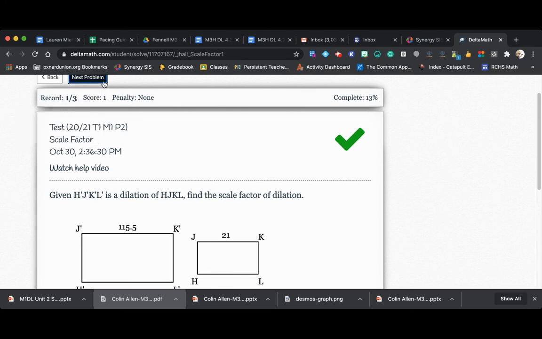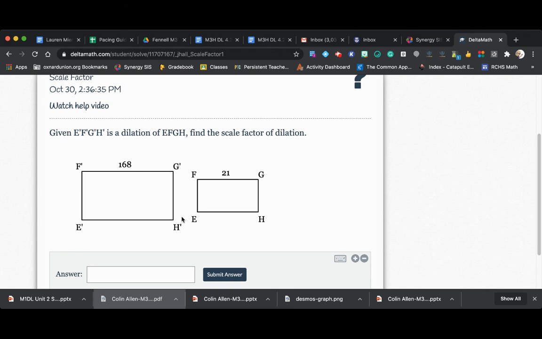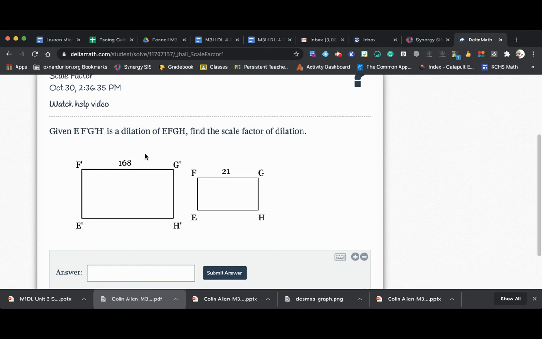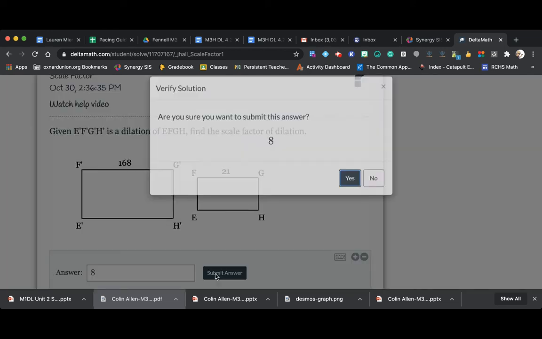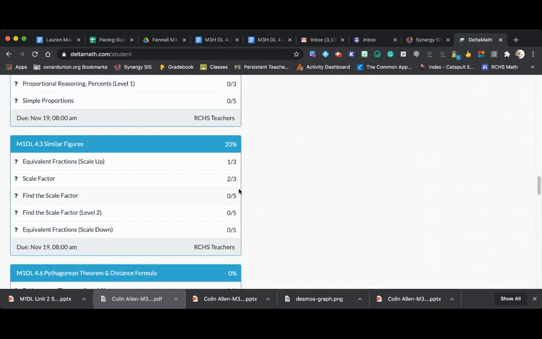Let's see if the next one is similar. Okay, so again, now we're starting with this smaller figure. So now we're going from 21 to 168. So we're going to have to multiply by some number to get us there. To find out what that number is, I'm going to take 168 and divide by 21, and we find out that that must be 8. So 21 times 8 gets us 168. All right, let's go back to the next section.